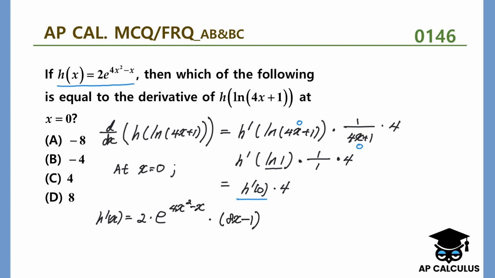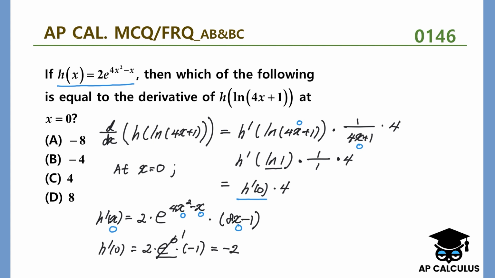So I'm going to substitute 0 for x since we have to find the value of h prime 0. So h prime 0 is equal to 2 times e to the 0, and 0 minus 1, that's -1, right? E to the 0, that's 1. So 2 times 1 times -1, that's -2, right? So we're almost done. Here, h prime 0 is equal to -2.